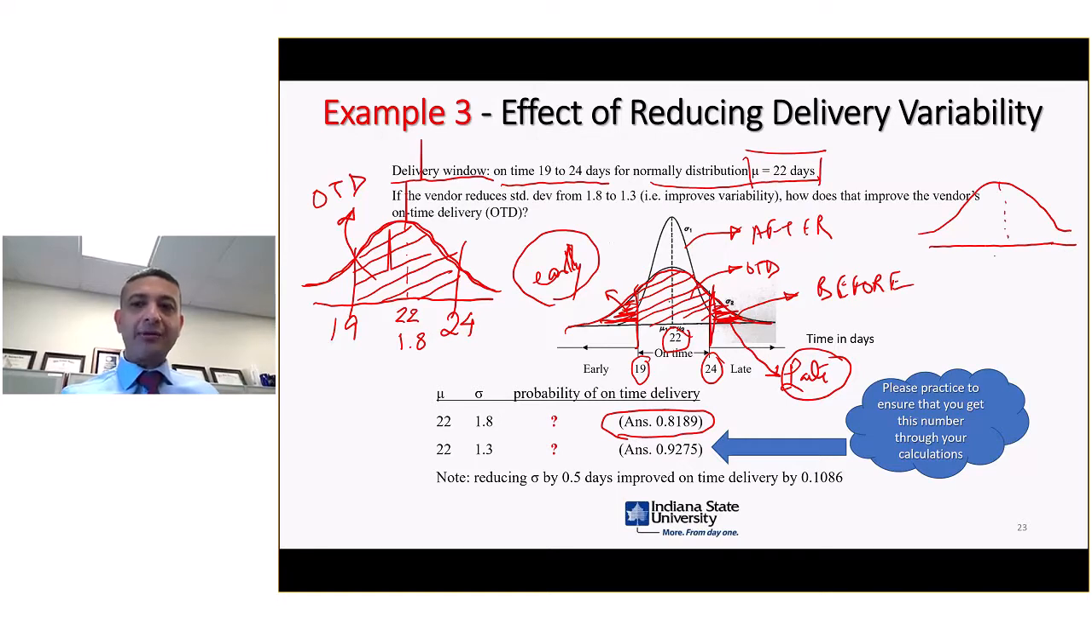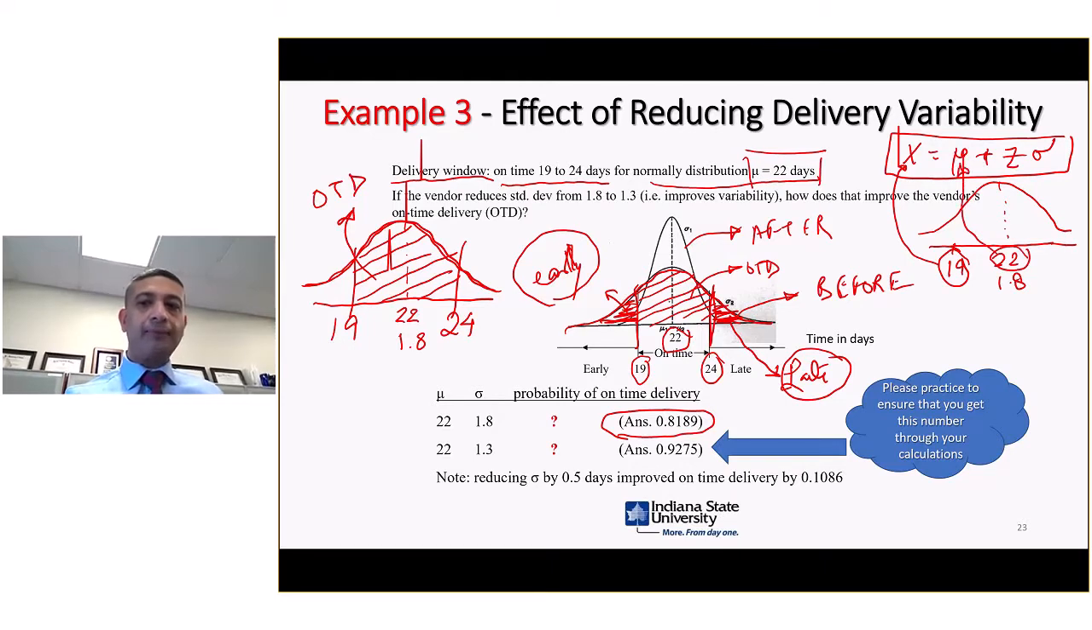If you look at this as your mean, this as your standard deviation, and this point on the distribution, which is 19. One more time, recall, any point x on the distribution is z standard deviations away from the mean. That's what we have learned. So in this context, your 19 is your x, the point on the distribution. Your mean is 22, 1.8 is your sigma. Three knowns, one unknown, right?